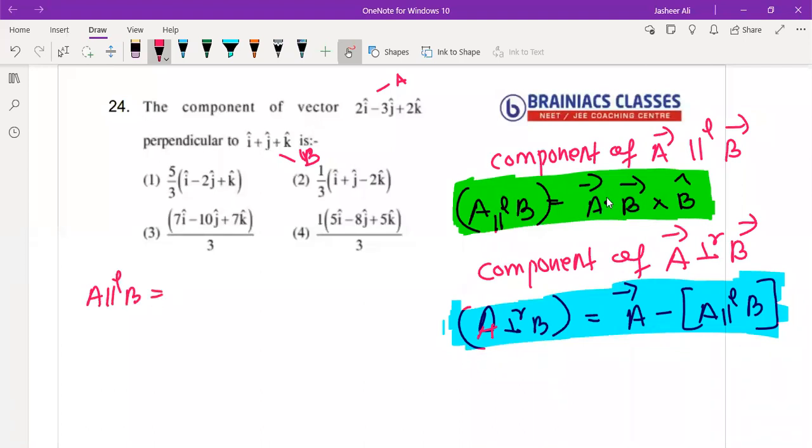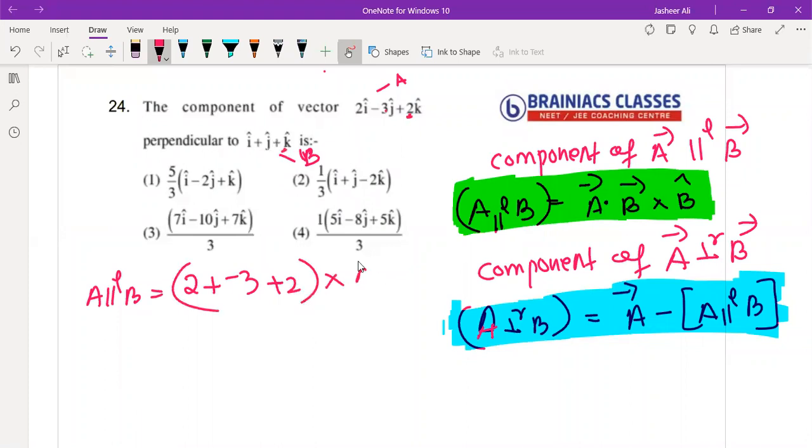A parallel to B means A dot B. We need to find the dot product. Dot product means I with I multiply. So 2 with 1 here. So 2 plus minus 3 into 1, so it is minus 3. Then K with K multiply. So 2 with 1. How much will come? 2. Into unit vector B.